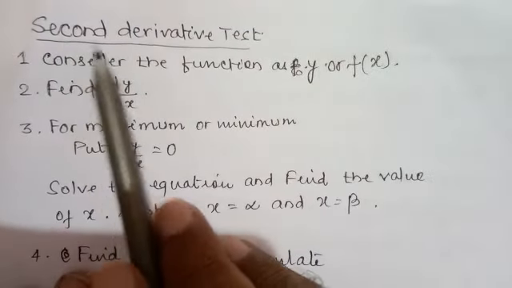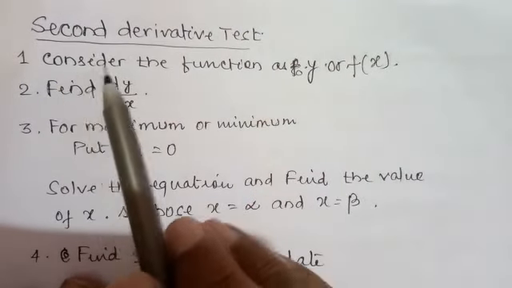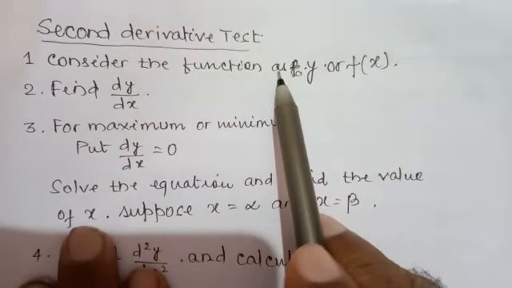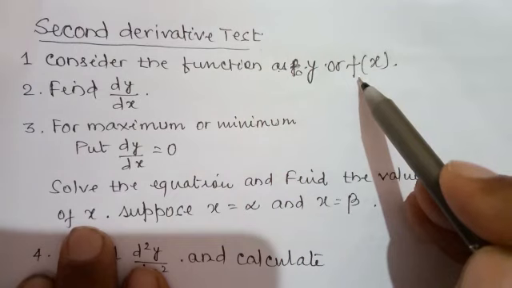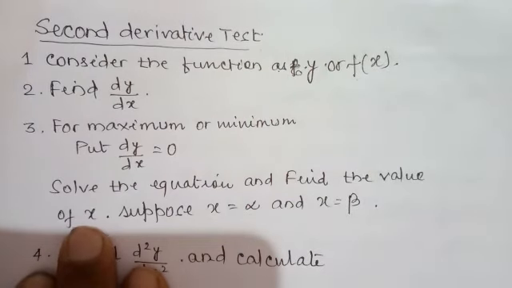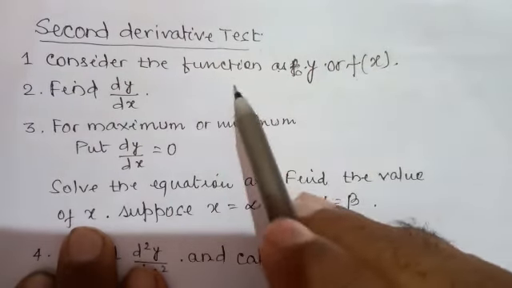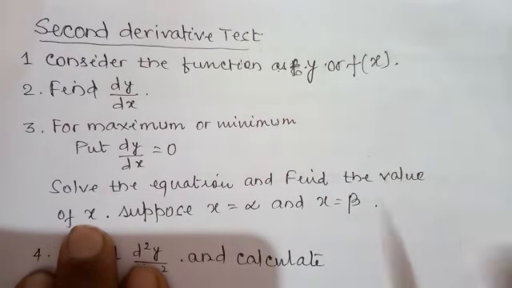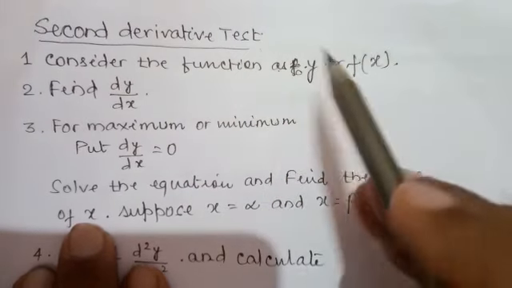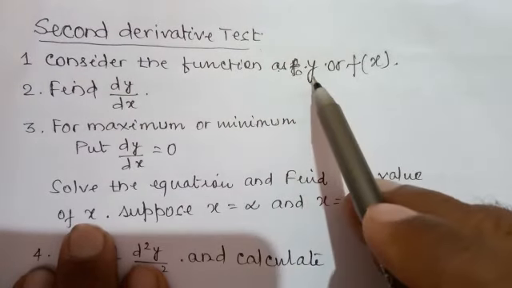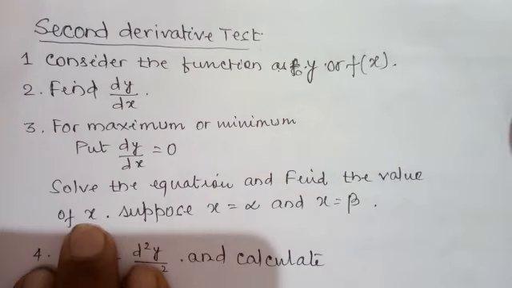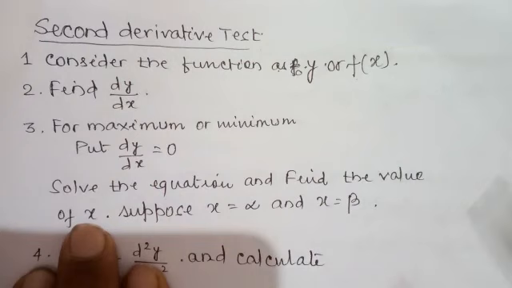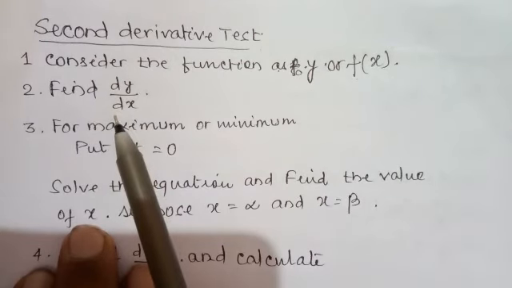The second derivative test. In the very first step, consider the given function as y, or you may take f(x), whichever is suitable for you. Consider the given function as y or f(x). This is the very first step. Now differentiate y, as it is a function of x, so calculate dy by dx. This is your second step.